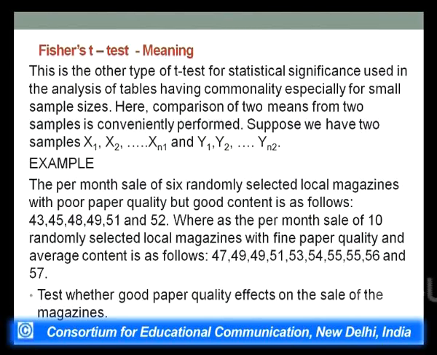So the first data which is available, I have given: 43, 45, 48, 49, 51, 52. Then we have taken another local magazine with fine paper quality. Earlier was the low paper quality. With fine paper quality, sales were higher: 47, 49, 41, 51, like this. Now we have to test whether good paper quality affects the sale of the magazine. That is the question. And this question could be answered only by using the Fisher T-test.